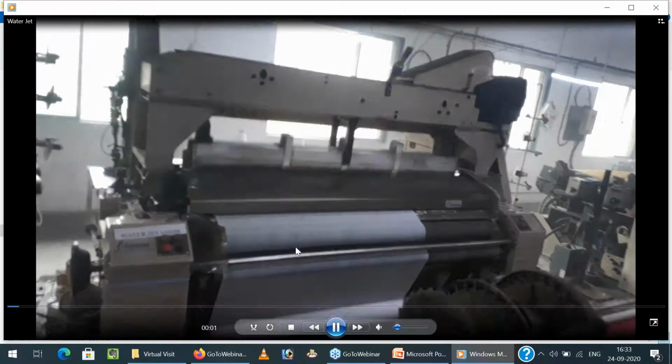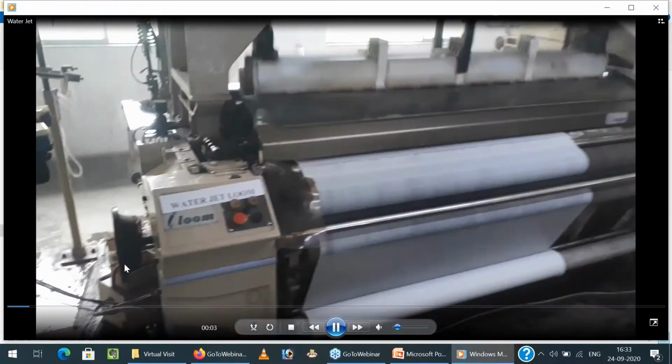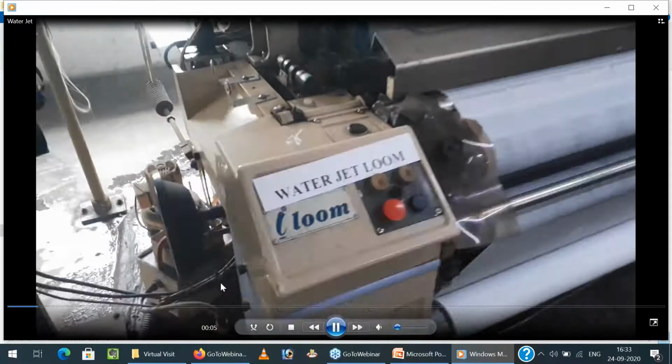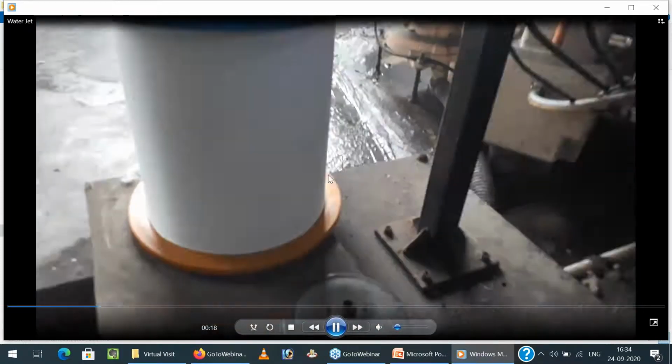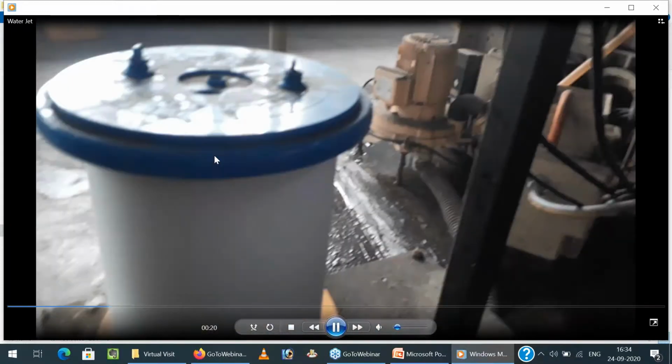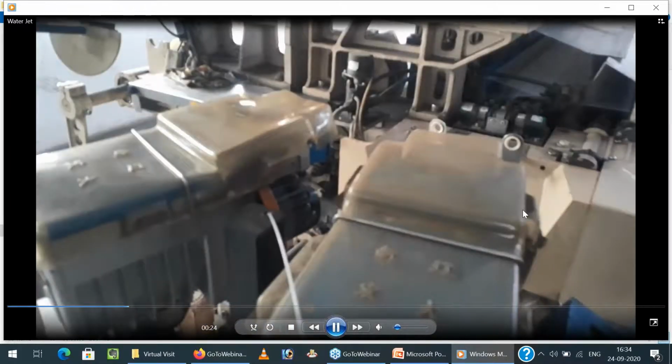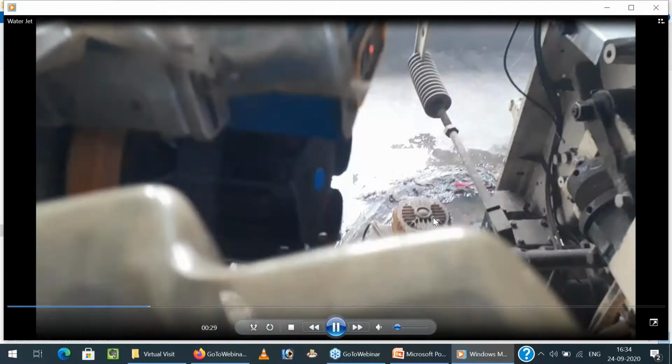So this is water jet loom, where the water is used to carry the weft yarn. Here, see, the nozzles are there. This is water actually. Water is carrying the weft yarn. The rest of the things are almost similar to air jet loom. It is also running very fast, maybe more than 500, 600, even more than that, depending upon the quality.